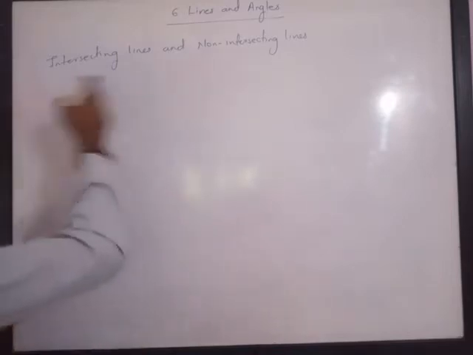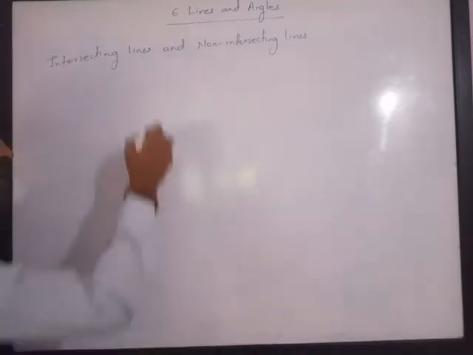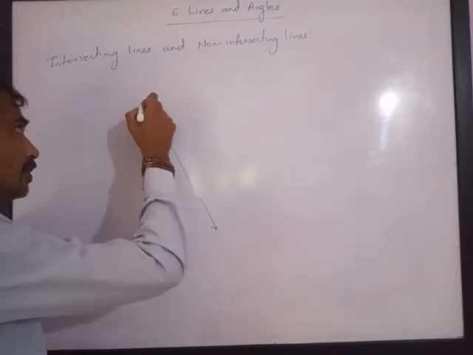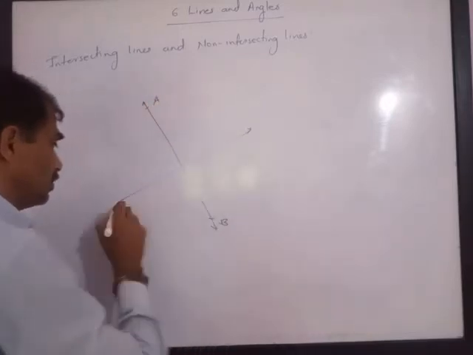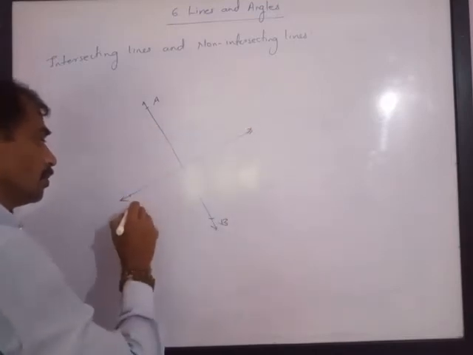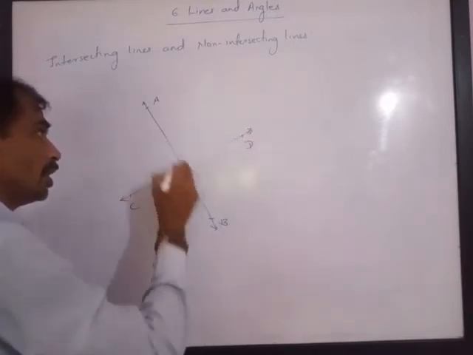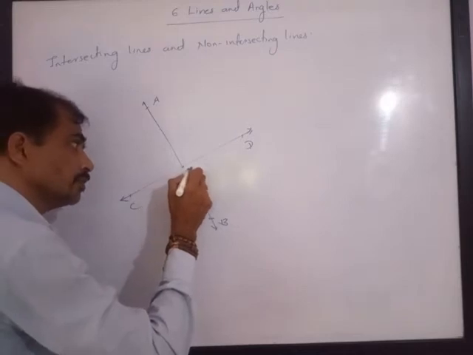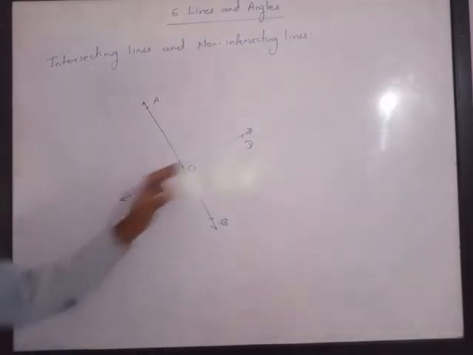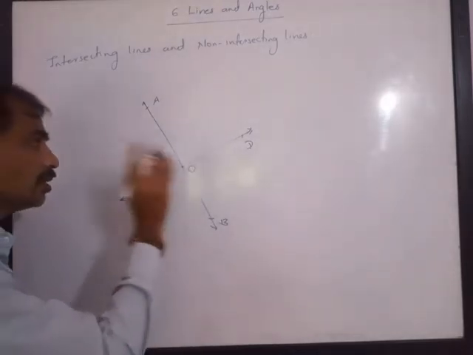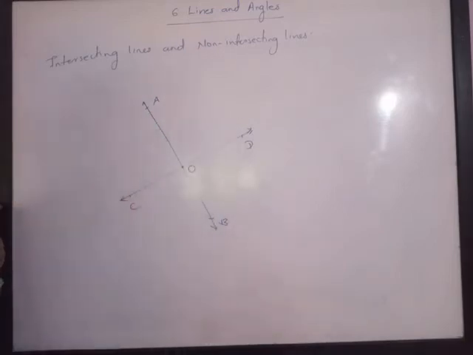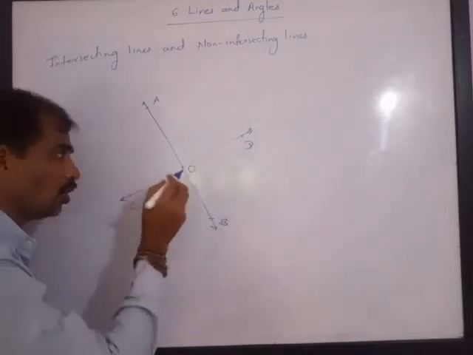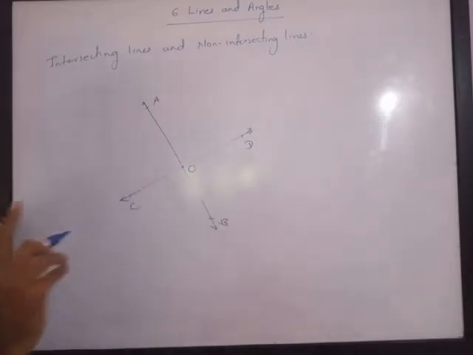Next point is intersecting lines and non-intersecting lines. Here, if two lines, this is line AB and line CD, have one common point O, only one common point, then we say that these two lines are intersecting lines. Or the opposite is also true: if two lines intersect, then they have only one common point.